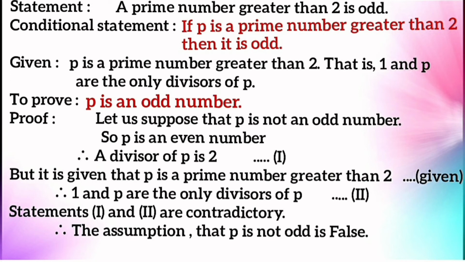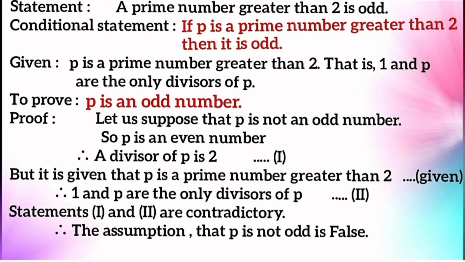But as we are assuming P as an even number, one factor that we are getting is 2, which is not possible because P is a prime number. How can it be divisible by 2? So this is a contradiction. What is given and what we are getting are completely opposite to each other. So statement 1, that P has a divisor 2, and statement 2, that 1 and P are the only divisors of P, are contradictory.